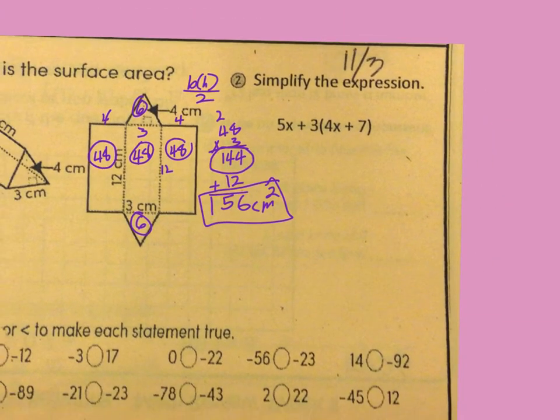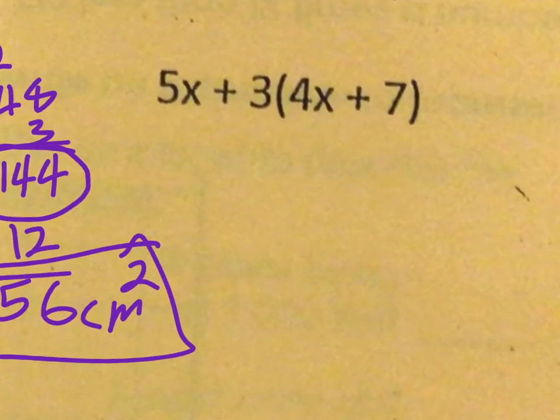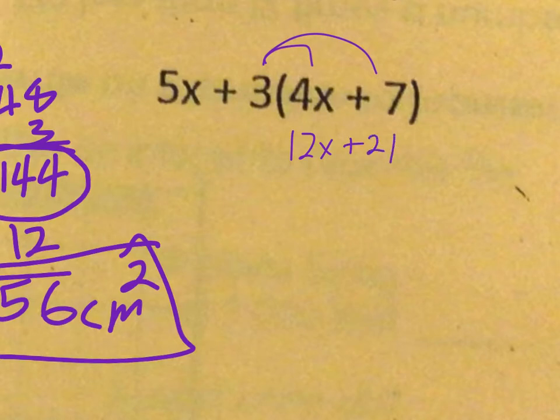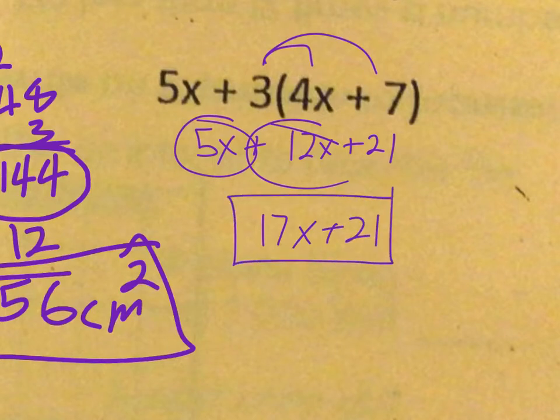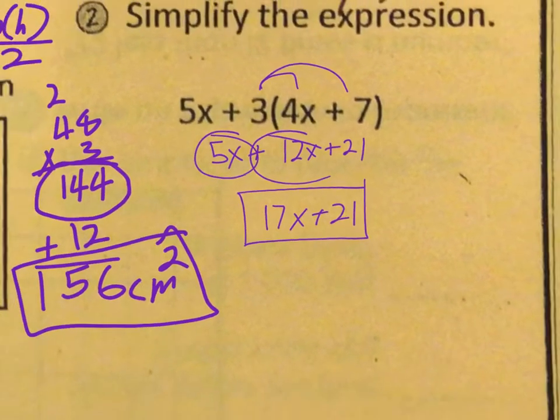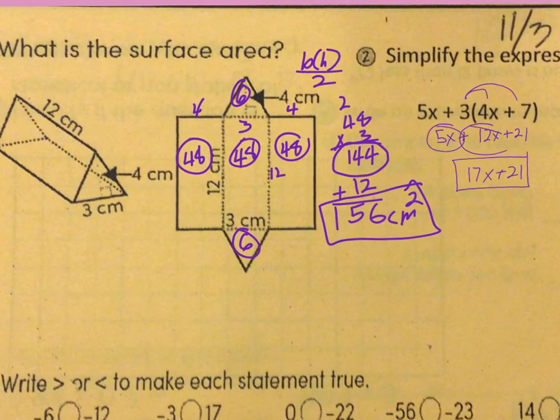Okay, moving on to number 2. It wants us to simplify this expression. We are going to follow order of operations. 3 times 4 is 12x. 3 times 7 is 21, and we still have that 5x out here being added. Remember, we can combine like terms. So that's 17x plus 21. We cannot go any further because nothing there can be simplified. The x's can't go with the regular numbers, the constants. So that is the answer.